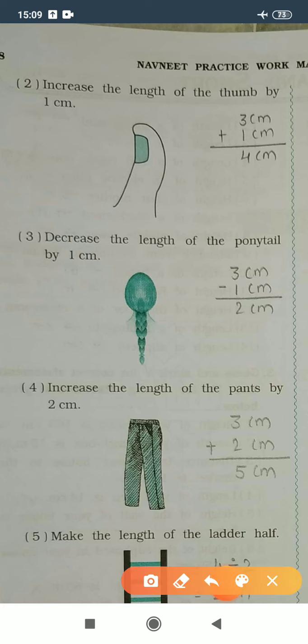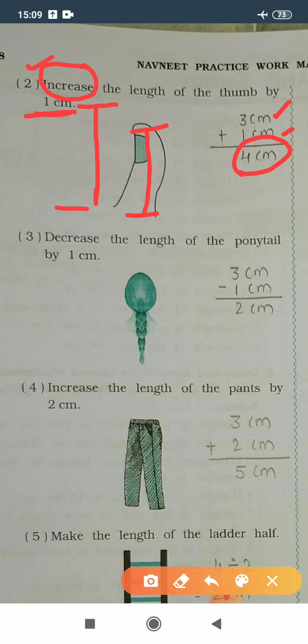Number 2, increase the length of the thumb by 1 centimeter. This thumb is 3 centimeters and we need to increase. That means we need to add 1 centimeter more. So 3 centimeters plus 1 centimeter gives you 4 centimeters. So you need to draw 1 centimeter more, a 1 centimeter long thumb beside this thumb.